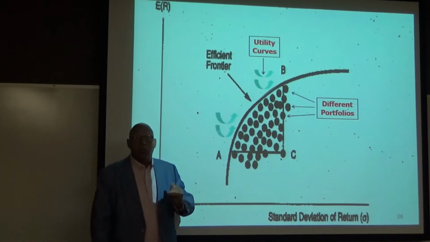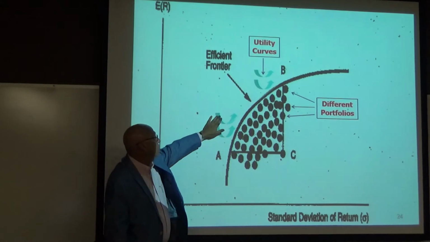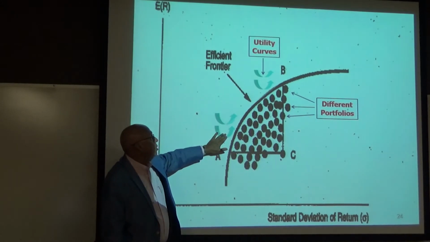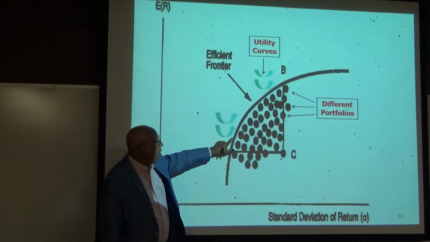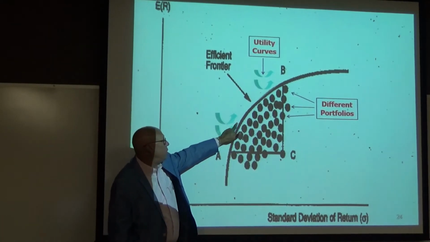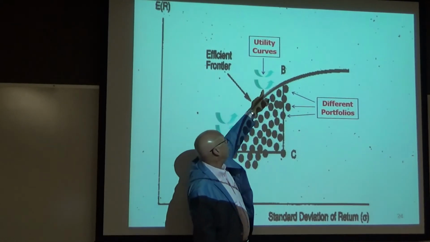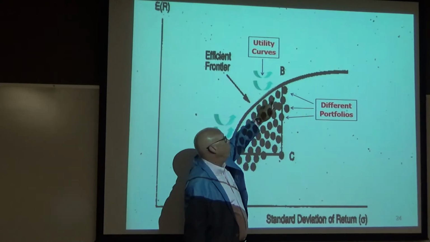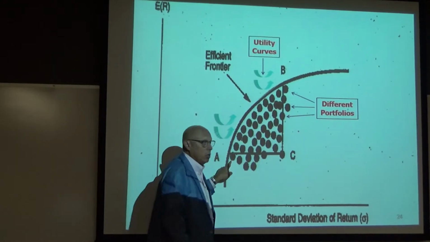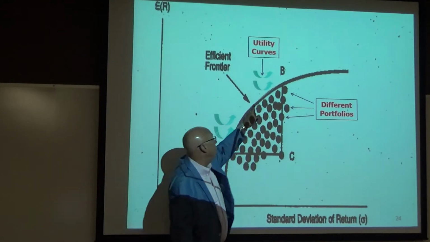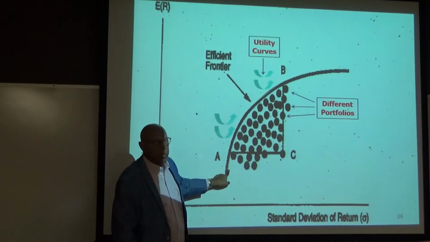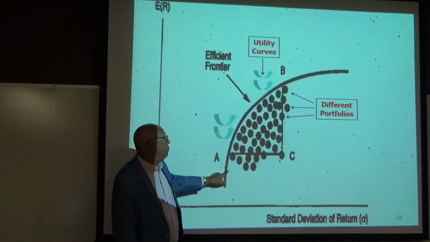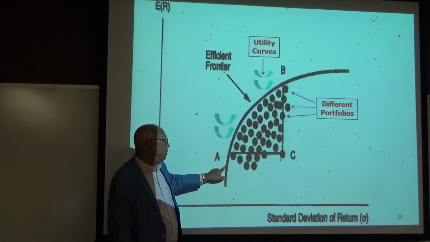And that is a function of the utility curves. Should the client be here? Should the client be here? Or should the client be up here? Where on this curve, this efficient frontier, where should the client be? And that is a function of their risk-return objectives.